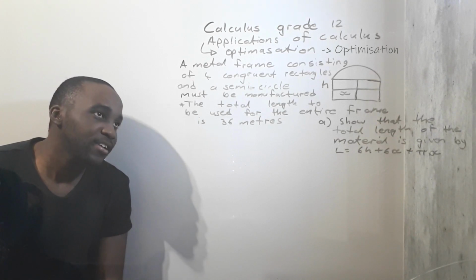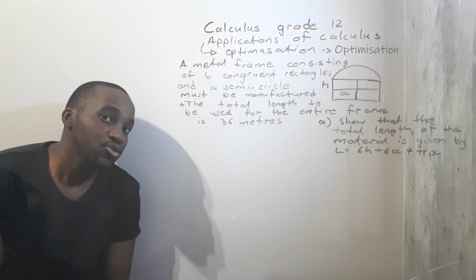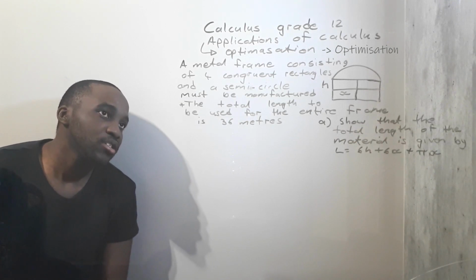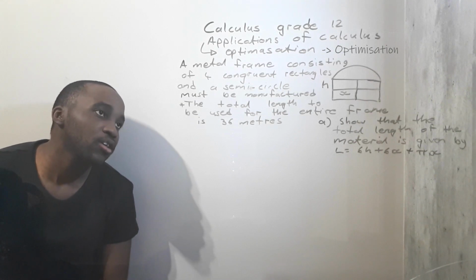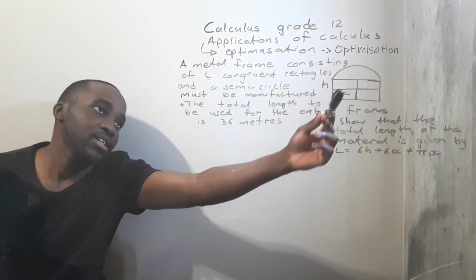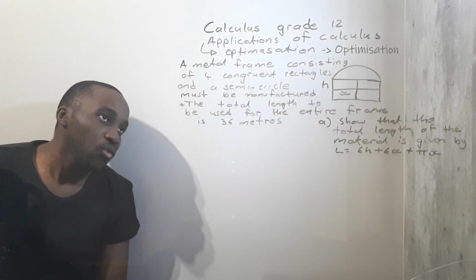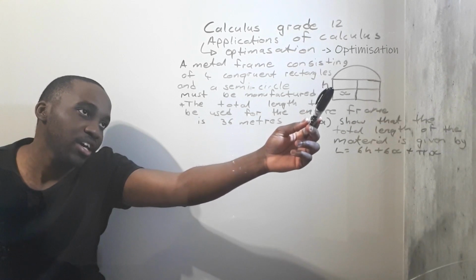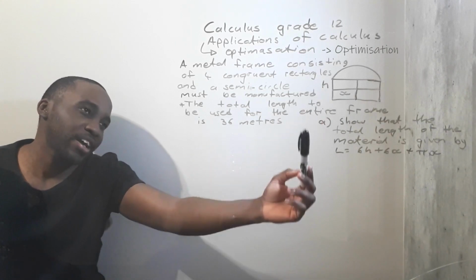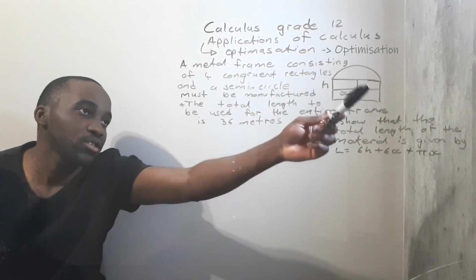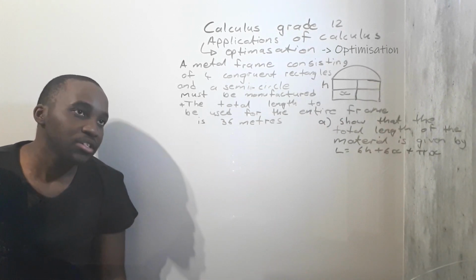We have a sketch here. It's clearly a 2D shape, and they are saying that a metal frame consisting of 4 congruent rectangles. So they mean that these 4 rectangles here are all exactly the same. And we can see that the length of the rectangle is h, and then the width is x, right? Those are the dimensions of our rectangle there, or for all these 4 rectangles, those are our dimensions.